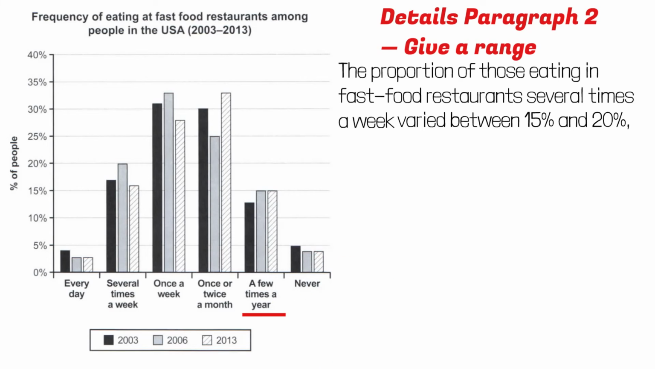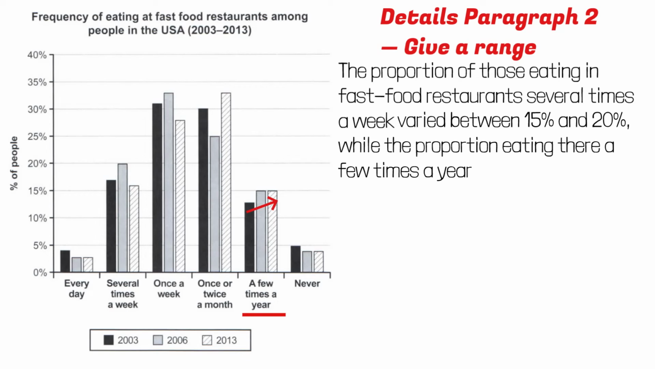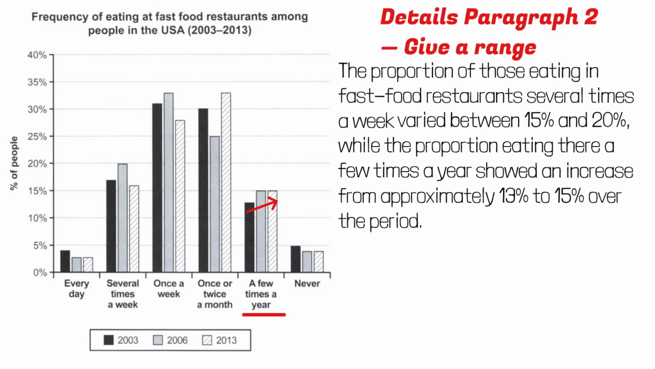Now, for this category, I will just say it increased. You may end up writing too many words if you say it increased and then stayed unchanged. While the proportion eating there a few times a year showed an increase from approximately 13 to 15% over the period. Now, for the remaining 2 categories, definitely group them together to report because their numbers are quite similar.